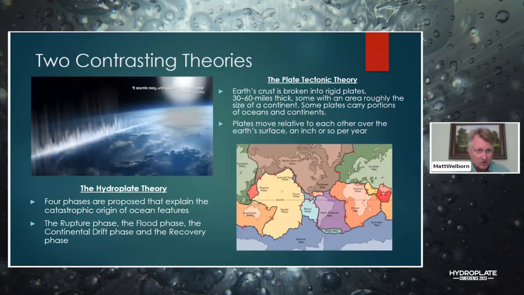And I'm going to use the same approach that Dr. Brown used in his book, which is that we're going to contrast two different theories that exist to explain all the different evidences we'll see as we take a look at Earth's oceans. One of those theories is, of course, the hydroplate theory. And we just reviewed how there's 4 different phases of the hydroplate theory, from the rupture all the way through to the recovery today. And those phases are really what explain the catastrophic origin of our ocean features, the oceans themselves, and many of the features that are unique.